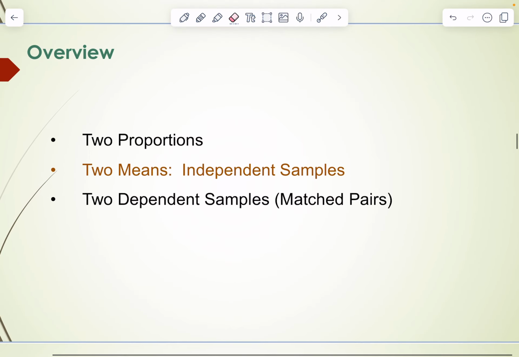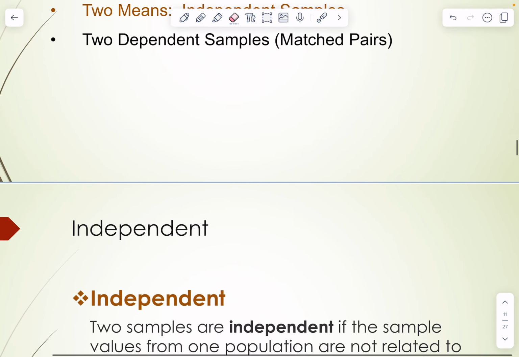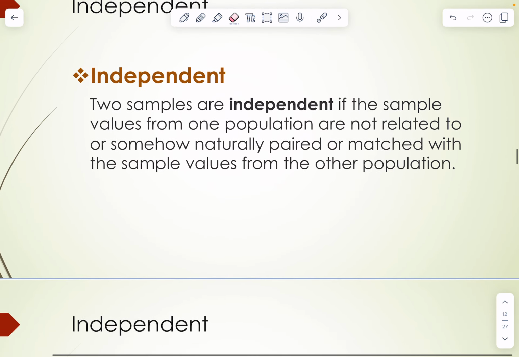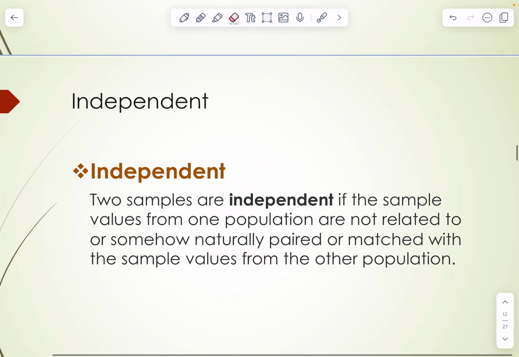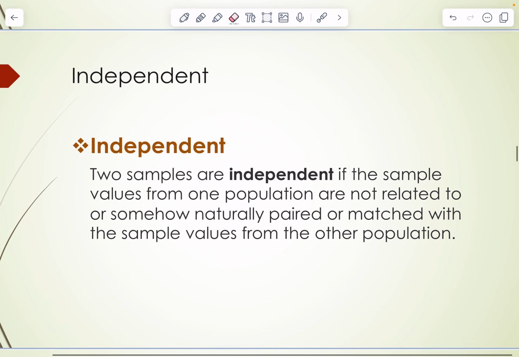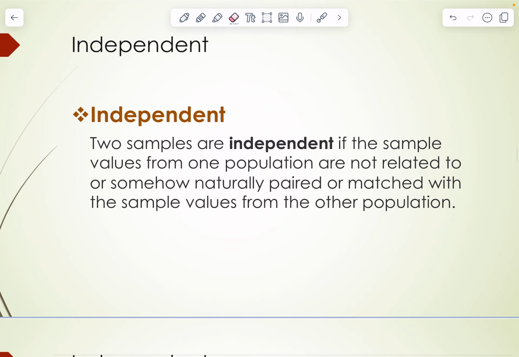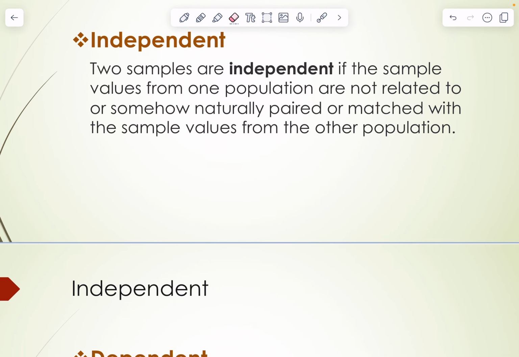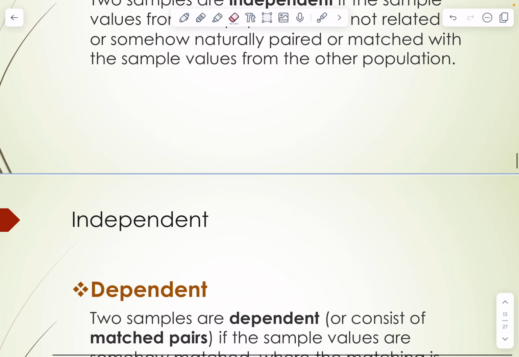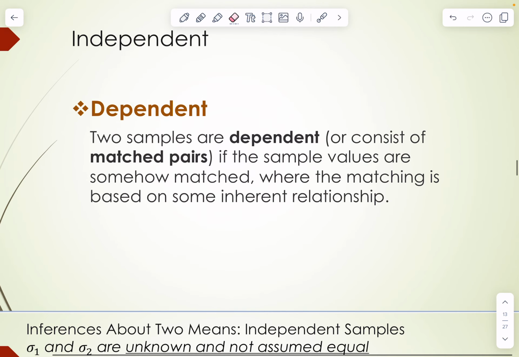Means now. So we talked about proportions. Now we need to talk about means, independent samples. Two samples are independent if the sample values from one population are not related in any way to, or somehow naturally paired or matched with, the sample values from the other population.